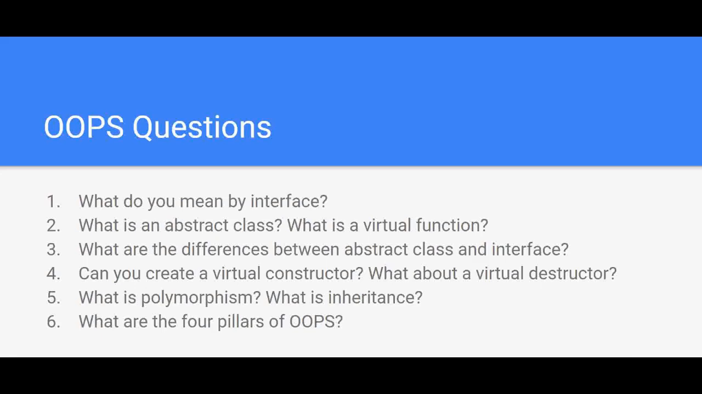Now these are some sample object oriented programming questions. What do you mean by interface? What is an abstract class and what is a virtual function? What are the differences between abstract class and interface? Can you create a virtual constructor? What about a virtual destructor? Then, what is polymorphism and what is inheritance? Similarly, questions like what are the 4 pillars of OOPS and their names and definitions might also be asked.